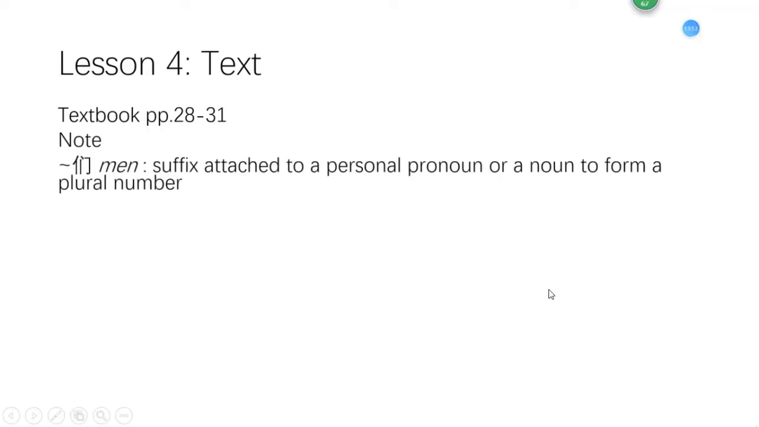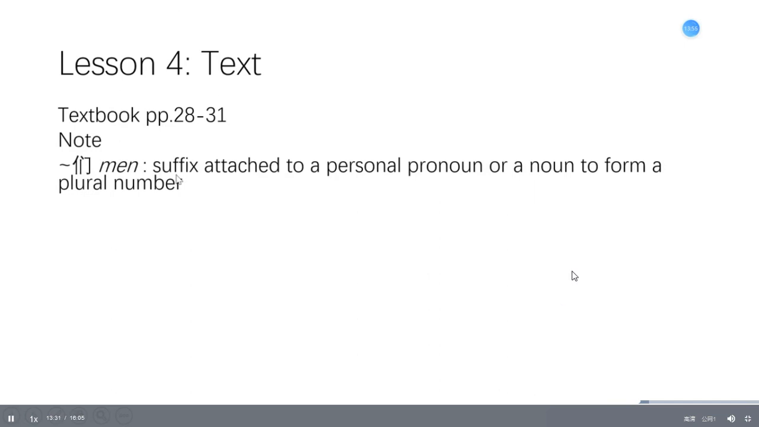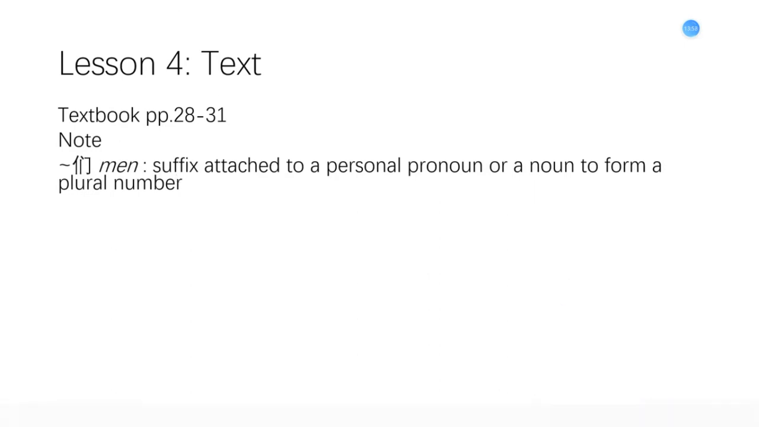So the note one is men. You can see this is a neutral tone syllable without any tones, right? Just a 轻声, so it's a neutral tone, men, okay? So this men is a suffix attached to a personal pronoun or a noun to form a plural number, okay? This suffix is always attached to a personal pronoun or a noun, and then forms a plural number, which is not one person, but some persons, some people.